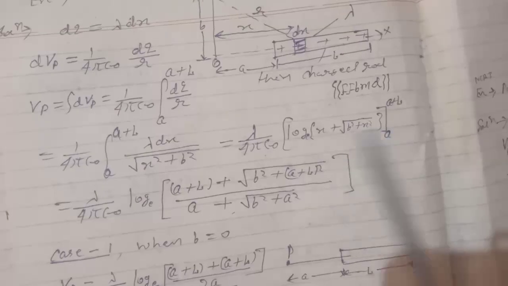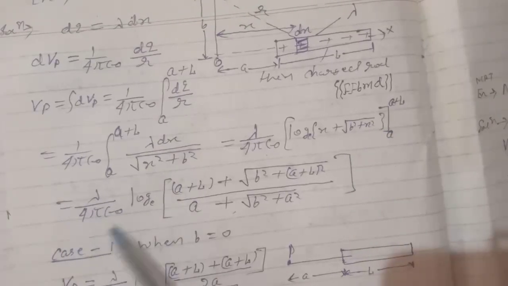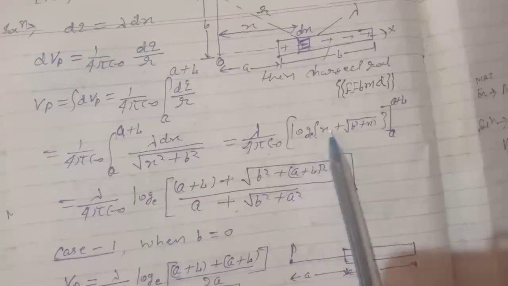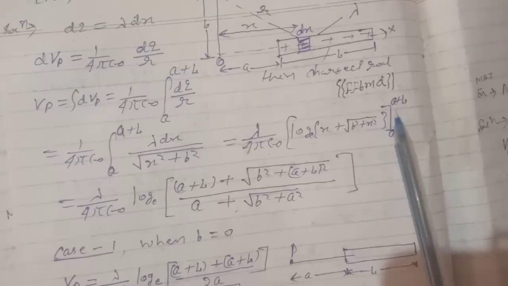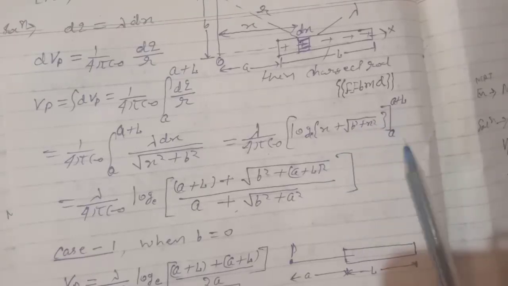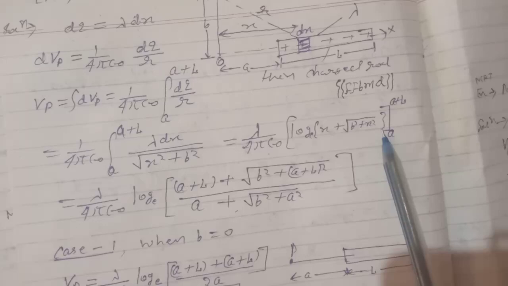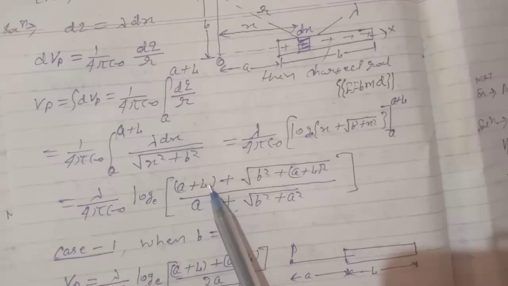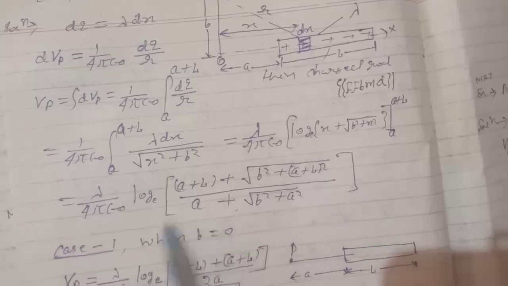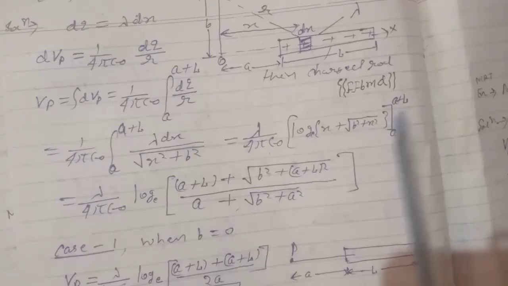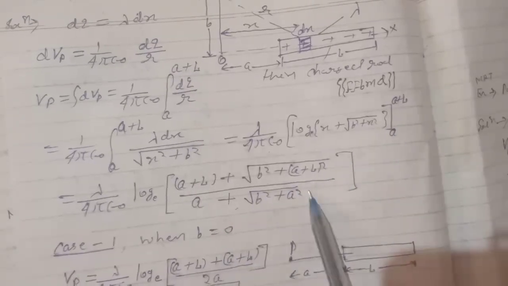So putting the limit values we get lambda by 4 pi epsilon naught log. Because x is the variable, we have to put in the limit values of x as a plus L and a. So first we have log of a plus L plus under root b square plus a plus L the whole square, divided by a plus under root b square plus a square.